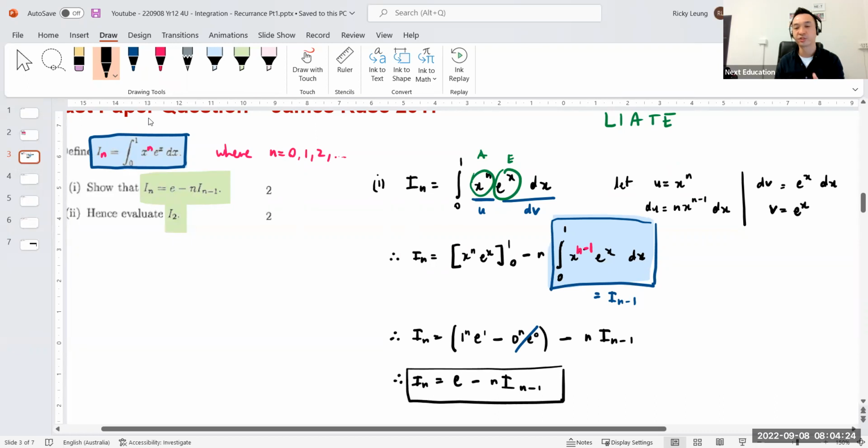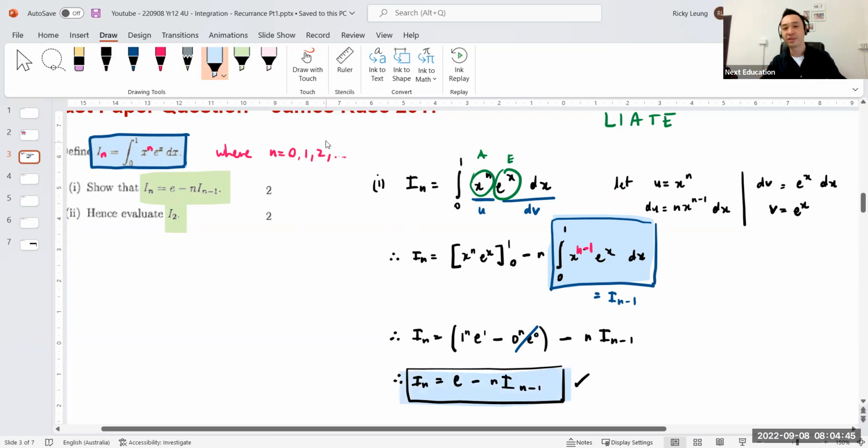Is that all right? So what did I do there? Integration by parts. And then the moment I identified this blue box looking exactly the same as my original, but with n minus 1, replace it with the I(n-1) term. Once you do that, sub in your limits, in this case, get the recurrence formula, get 2 marks. Very straightforward, nothing too fancy about that.